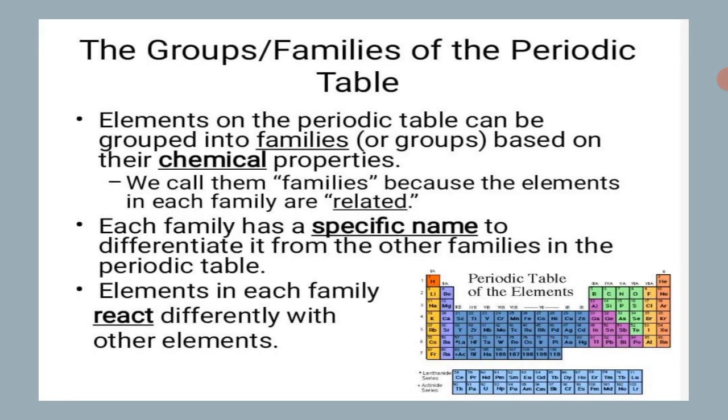Groups and families of the periodic table. Elements on the periodic table can be grouped into families based on their chemical properties. We call them families because the elements in each family are related. Each family has a specific name to differentiate it from other families in the periodic table. Elements in each family react differently with other elements.